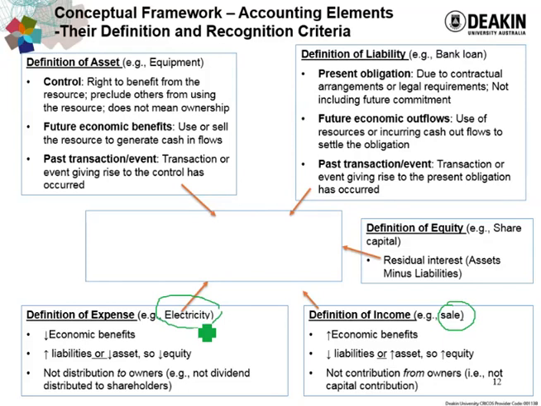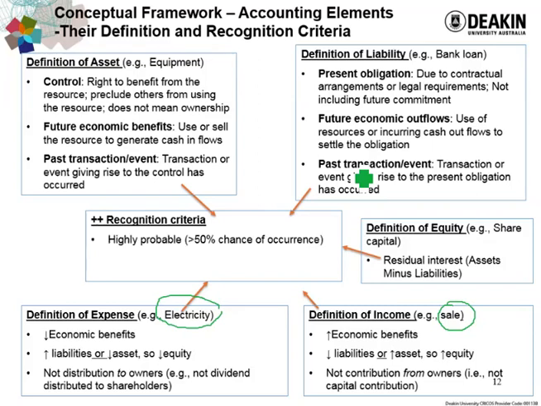Alright, and not only must an item fulfill the definition criteria, it must also satisfy the two recognition criteria in order to be recorded. First, it must be highly probable to occur, or it has already occurred. And the probability of occurrence must be greater than 50%. Second, the transaction can be reliably measured. It means the transaction is verifiable, for instance, by looking at source documents, or the estimate is reasonable, for example, based on past experience, experts' valuation, or industry best estimates.